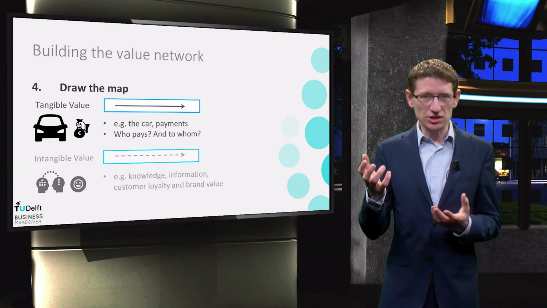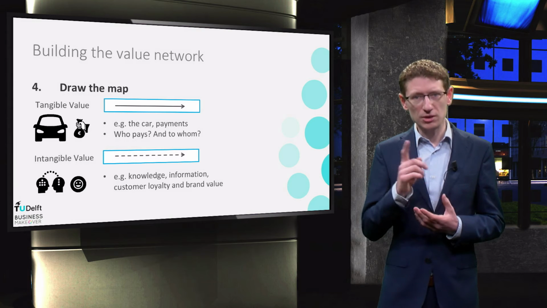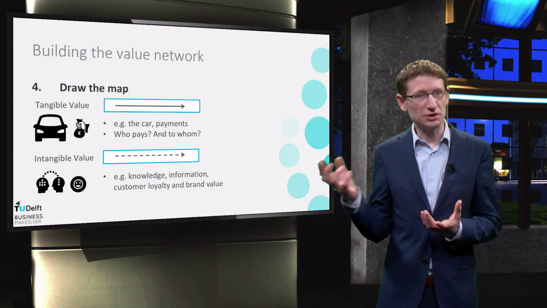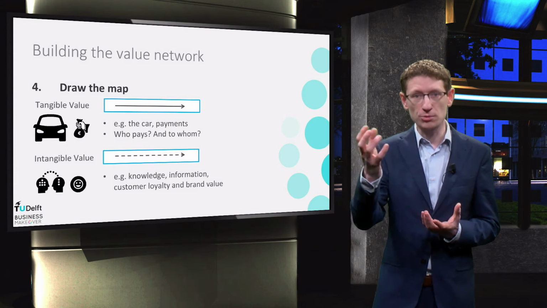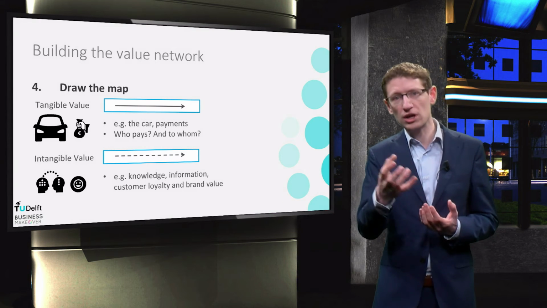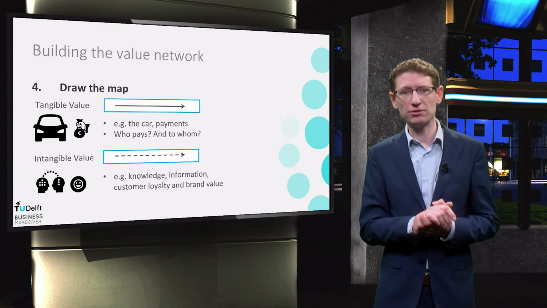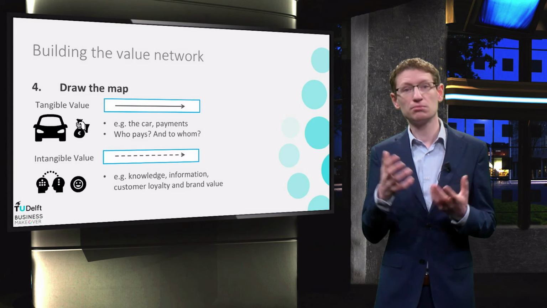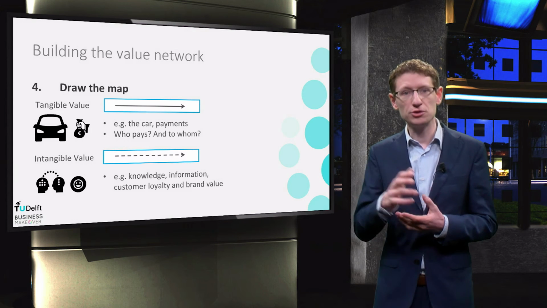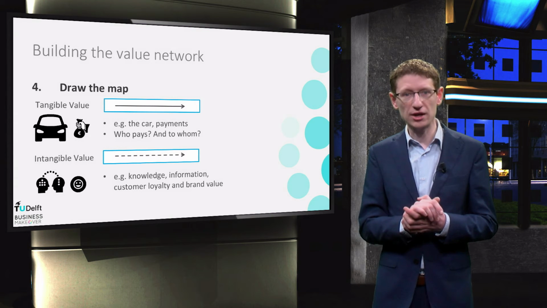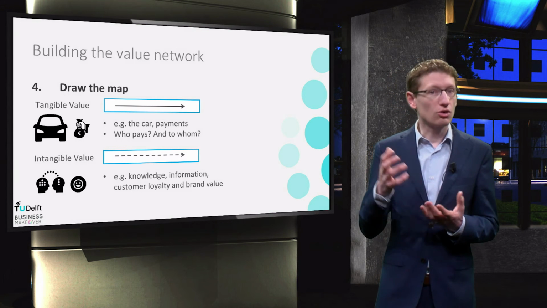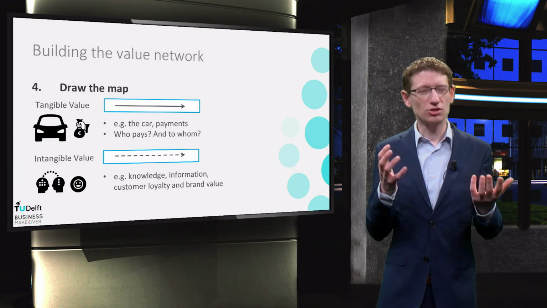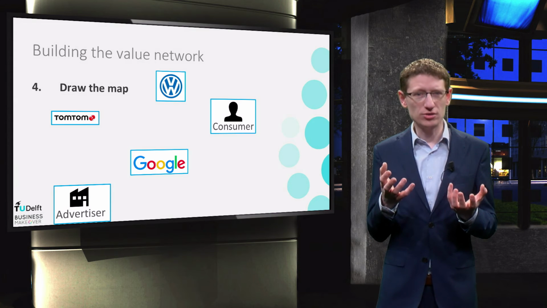Next, value exchanges can be intangible. One important type is knowledge or information. This could be information that the navigation app provider sends to the consumer or information that Google collects from the consumer about his driving behavior. There are other important types of intangible value besides information. Brand value, for instance, that Google gives to the provider of the navigation apps, or loyalty from the consumer to Google. So now we can draw a basic value network.